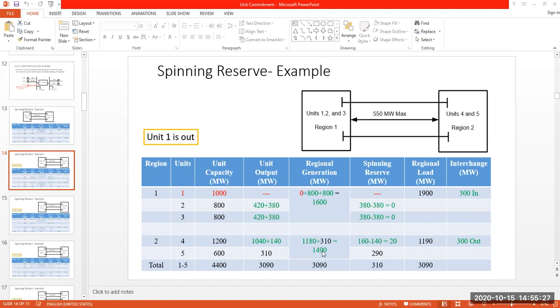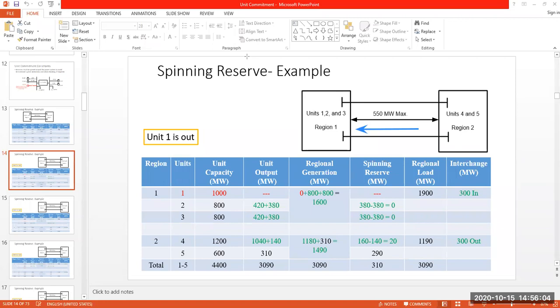And here also you should match this value. You should have some excess amount of 300 megawatt available between generation. That means 1490 minus 1190 should also give you 300 here. Similarly, 1900 minus 1600 should also give you 300 here. So still the power interchange is happening in this direction. But now if unit 1 is out, you are of course having some reduced amount of spinning reserve and some increased interchange of megawatt between region 2 to region 1. Clear?